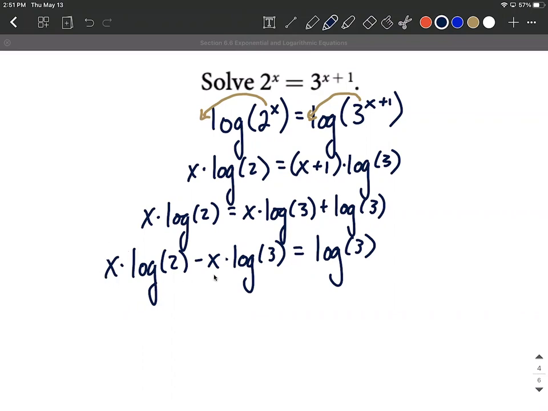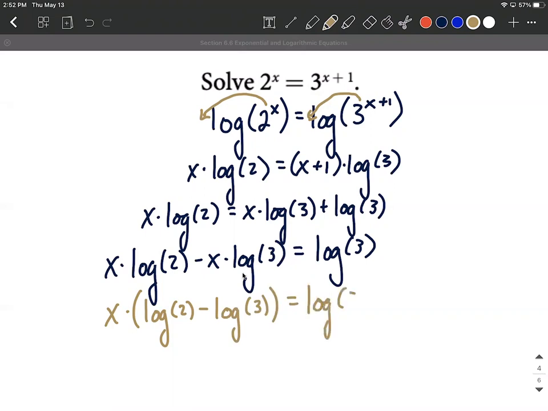But looking at these two terms on the left-hand side, they both have an x. So what we want to do is factor out a common factor of x. So x comes to the outside, and that's going to have to be multiplied by, think to yourself, x times what gives us this first term. So it's going to be x multiplied by log of 2. And x multiplied by what gives us the second term. So it's going to be minus log of 3 equals log of 3. Bring that down from the right-hand side.